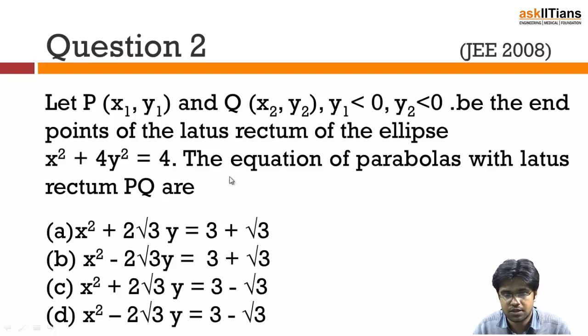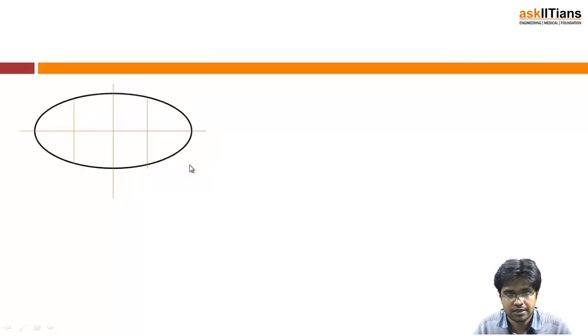The equation of the ellipse is this. The equation of the parabola with latus rectum PQ. So we need to find those equations of parabolas which have this PQ as latus rectum. Let's see what the question is trying to say. Here you can see that these two are the latus rectum endpoints and these are the focuses. So let me name one of the points as P and one of the points as Q. So these are the endpoints of the latus rectum which have their y coordinates negative.